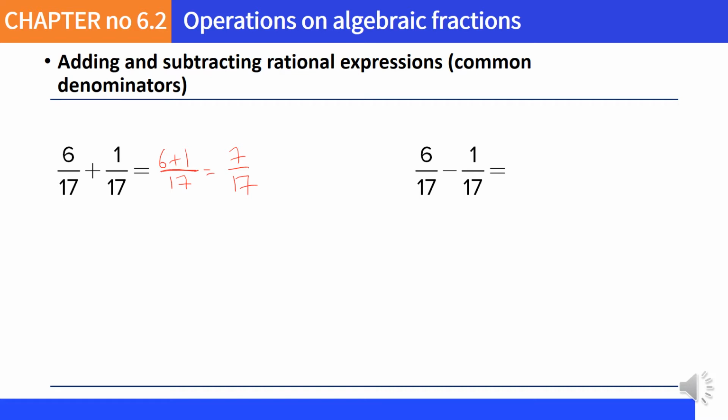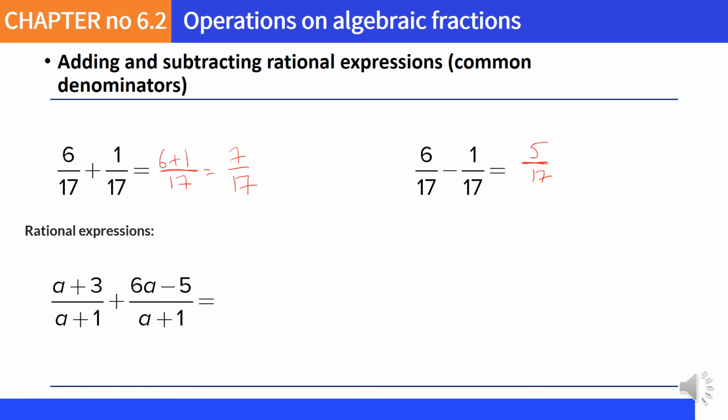7/17. The same thing for subtraction. 6/17 minus 1/17 is 5/17. As you see, we just do the operations with the numerators and the denominator stays common. Let's see how to apply these things to rational expressions.